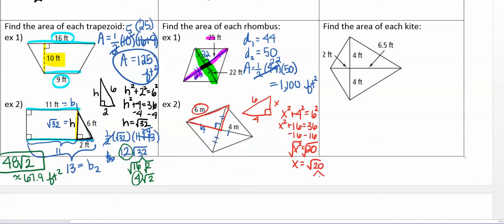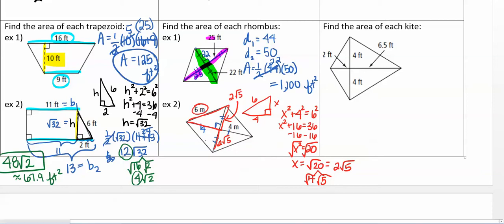But we can simplify this. This is 4 times 5, so that's 2 rad 5. When you take the square root of 4, you get 2. Okay, so now I know what this is. It's 2 square root of 5. And I also know what this is. It's 2 square root of 5.